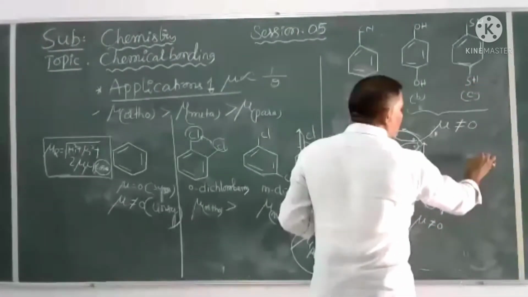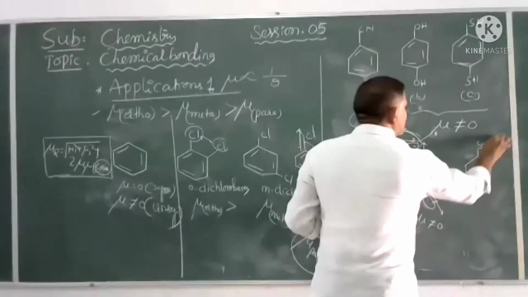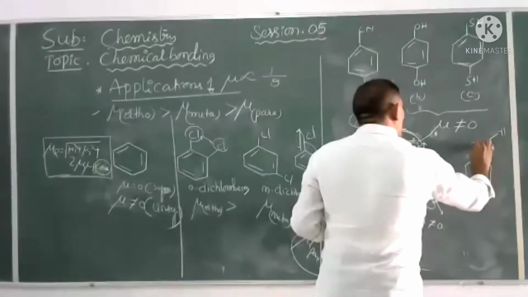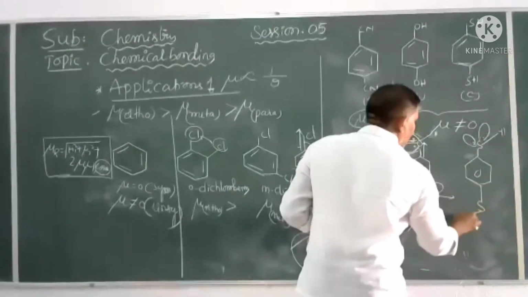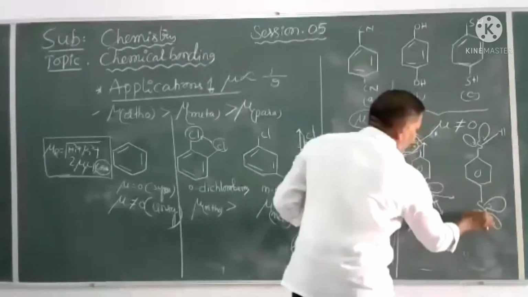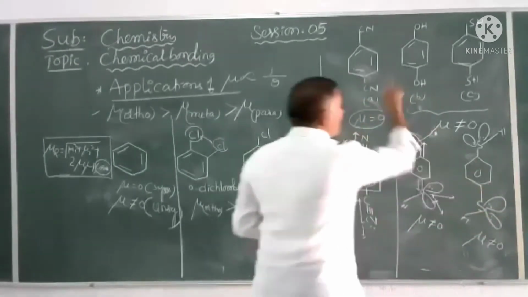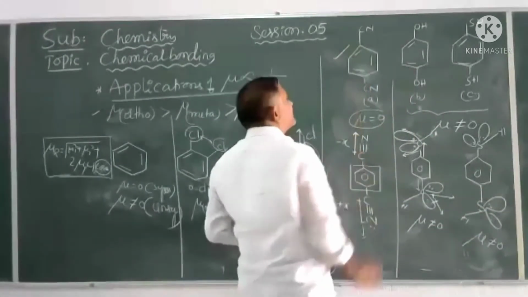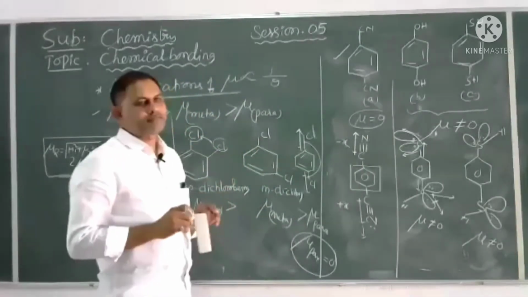Similarly, the thio group also, like it is a benzene. Now here S, H, here are the two lone pairs, and here also two lone pairs. Similarly, on the sulfur atom, two lone pairs are there. That's why there is a dipole moment not equal to 0. That's why among these three, it has 0 dipole moment. B and C have a dipole moment.